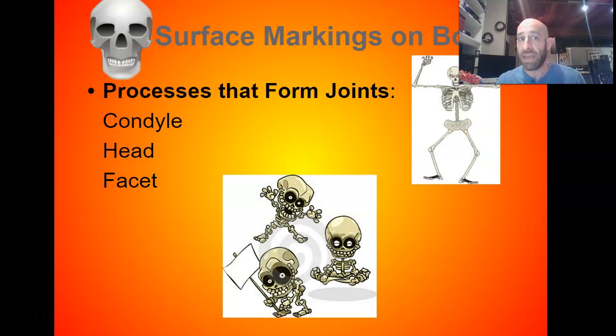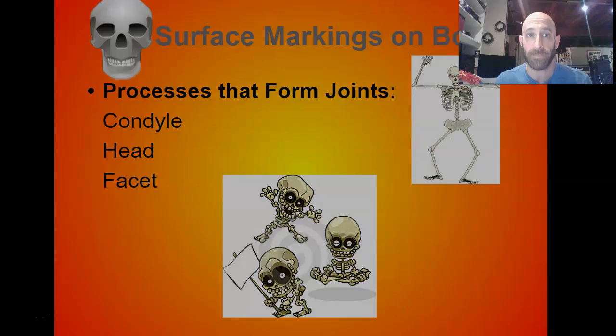Okay, the next set of surface markings are going to be processes that form joints. When two bones come together, that's called an articulation point. One of the major purposes of bones is to allow for movement. Muscle attaches to bone, muscle contracts, body moves. And in order for movement to occur, you need a joint. So joints are where two bones come together, and there are three different types of processes that form joints: condyles, heads, and facets. I'm just going to roll through those real quick.